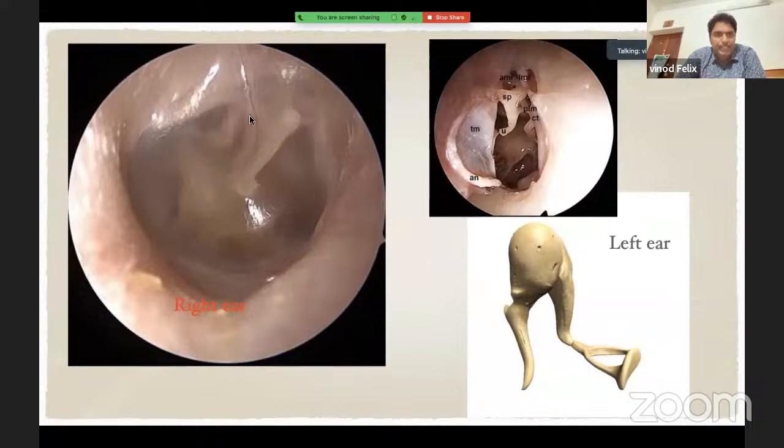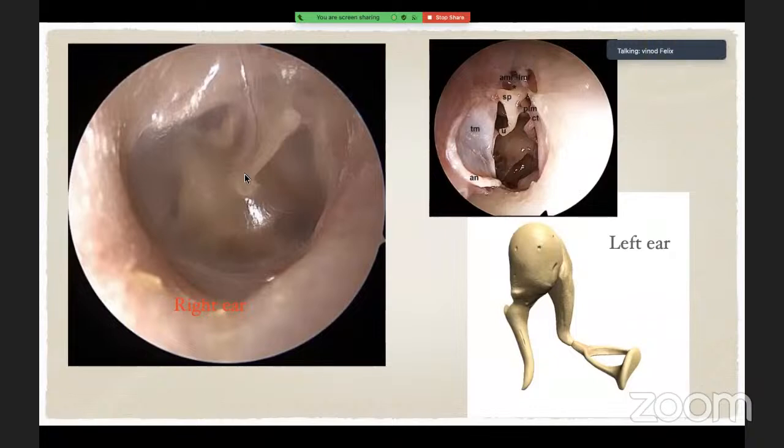And you're seeing the right ear. I think you're seeing my cursor there, right? Are you getting my cursor? Is my cursor visible there? Yes, yes, we can see it. Yeah, sure, we can see.